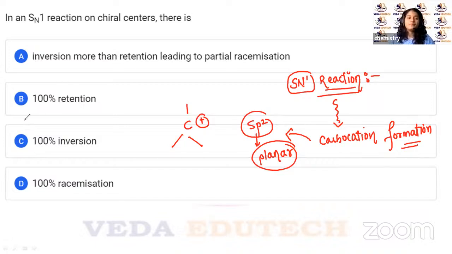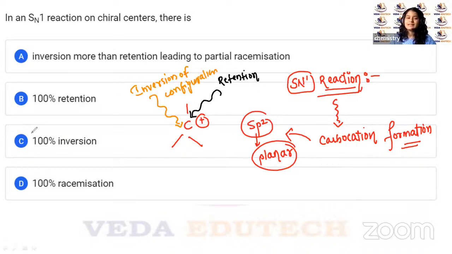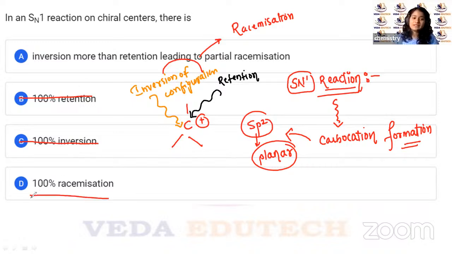Okay. So now, as this is like this, the attack can be from the front side, which will lead to retention. The attack can also be from the back side, leading to inversion of configuration. So as both are possible, we say that this leads to racemization. Looking at the options, 100% retention and 100% inversion can be ruled out. So we are left with two options. One is 100% racemization, and the other is inversion more than retention leading to partial racemization.